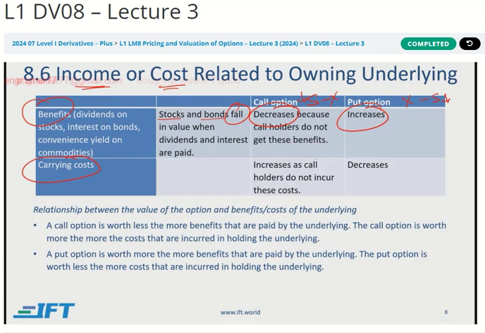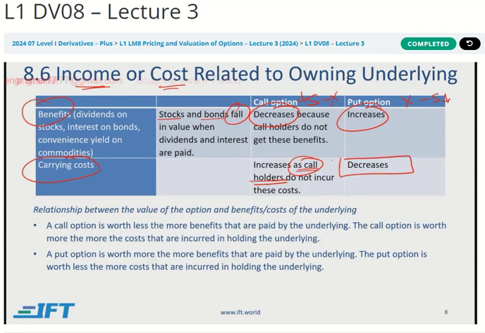increase as call holders do not incur these costs, because you are having the benefit of the asset, but you're not having to hold it because you have a derivative contract. So somebody else is holding the asset for you, and since you don't have to hold it, but you're getting the benefit of the asset, therefore the value of the call option will be positive.